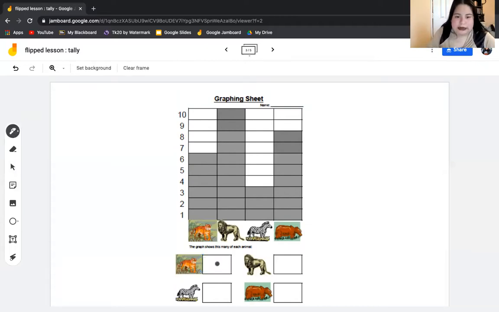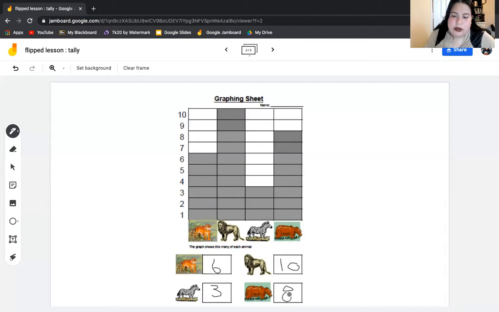Okay, I'll just write it in. It's my first time using Jamboard. Now we're going to look at lions again. We scroll up, go over to the data, and there are 10 lions. And zebras, there are 3 zebras. And finally, bears, there are 8 bears.